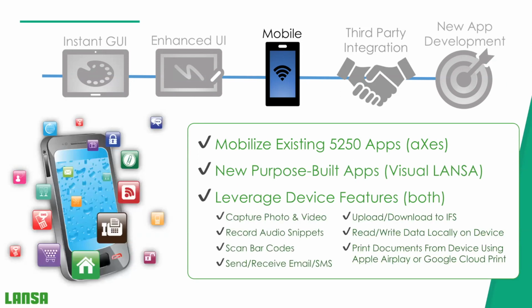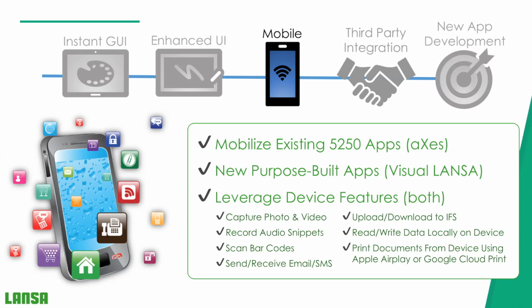And you can use Visual LANSA when your 5250 screens don't lend themselves to mobile. That is an overwhelmingly large screen that perhaps will need some kind of development. So instead, quickly build new purpose-built applications with Visual LANSA, which will run natively in your IBM i and have real-time access to your DB2, to your APIs, to your data queues, to your data areas.